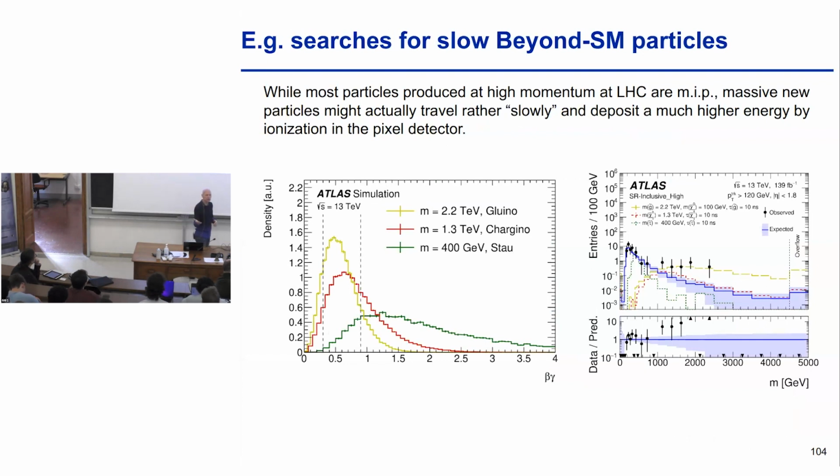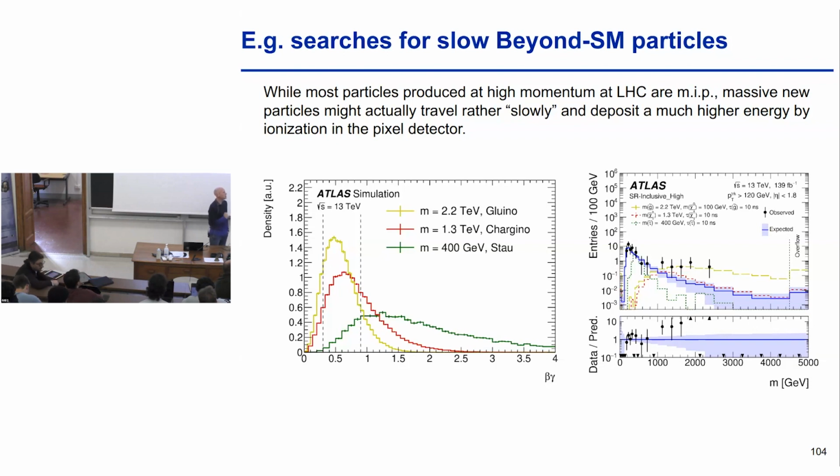However, this can actually be used directly, even in direct searches for new physics. This is one example where we look for new particles that might be very heavy. So what happens if you have a particle which is as heavy as 1 TeV, 2 TeV? At that point, those particles are so heavy that they will not be relativistic, and their velocity is significantly lower, and therefore they will not be minimum ionizing particles.